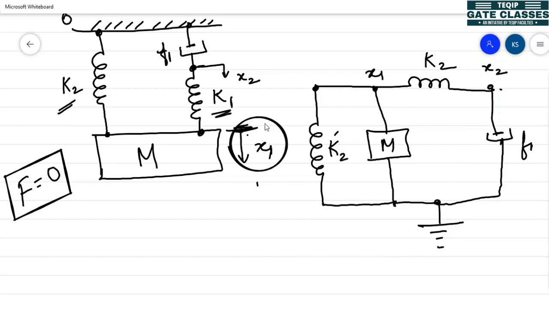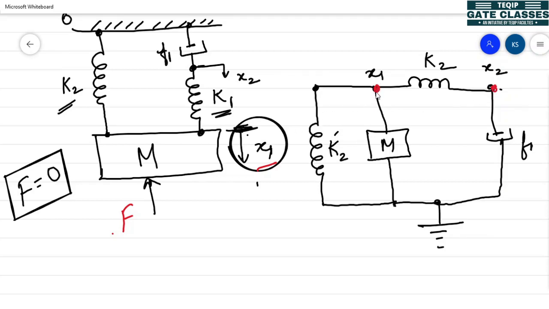There is no force acting on the system. If there is any force, like if I assume that a force F is also acting on the mass, we always connect force between the principal node and the reference. So we connect a force block here between principal node and reference node. But now there is no force here, so we have eliminated it. What you have to do now to develop the differential equation is apply differential equations at each node.